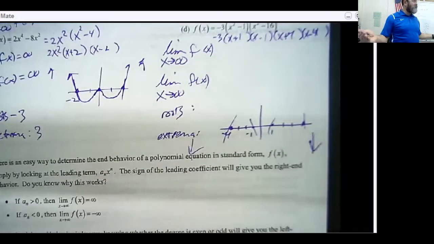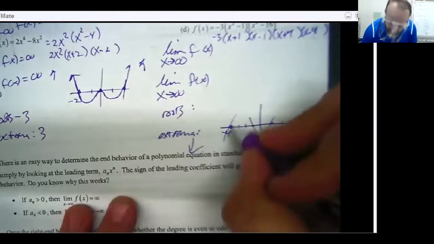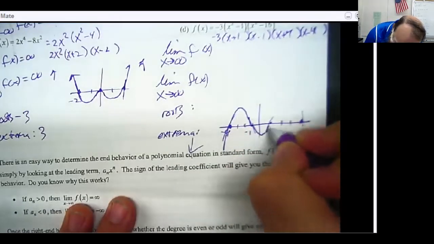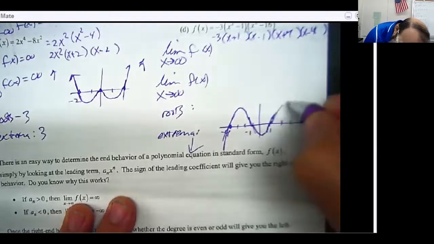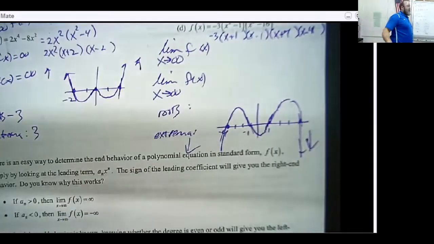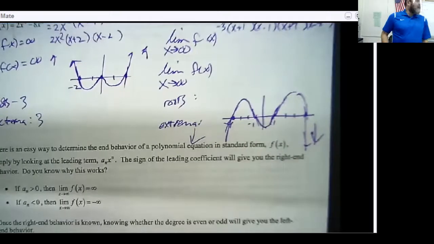Can I play connect the dots now? Yeah, it should be able to. It's going to come up like this, come down like this, go back up like this, and go down like that. Now, again, the fact that I didn't do this on graph paper means that my spacing is a little bit wonky, but it's all right.